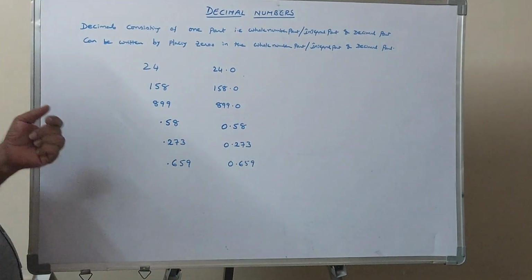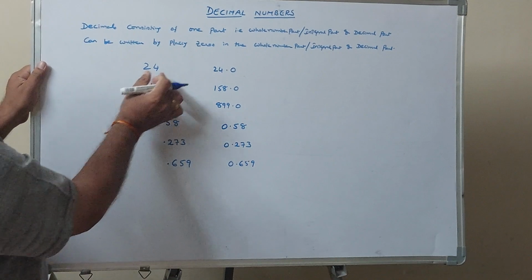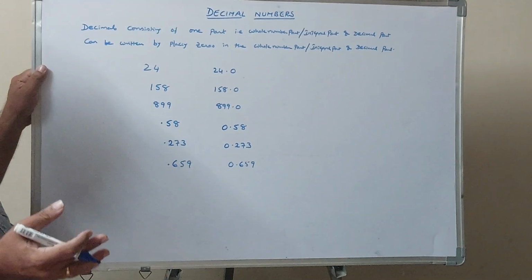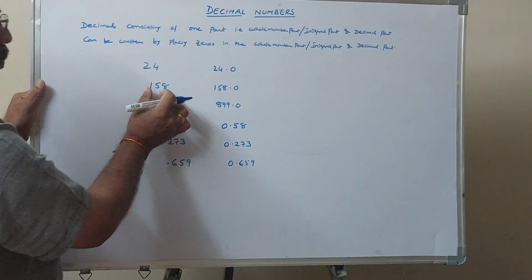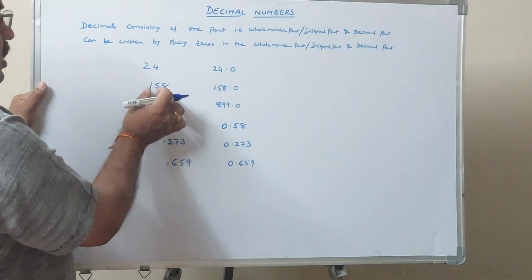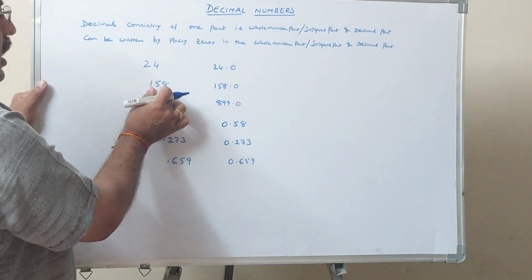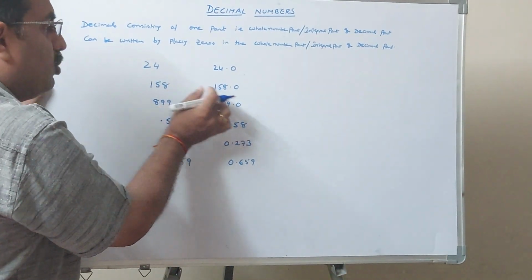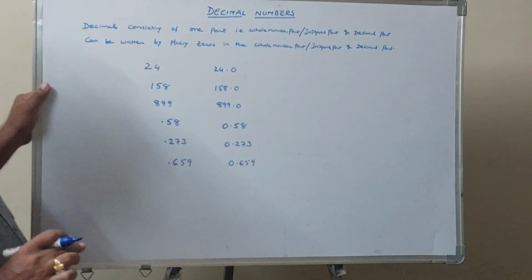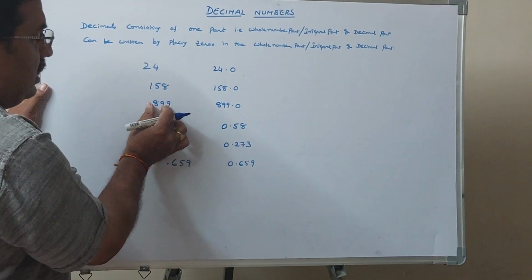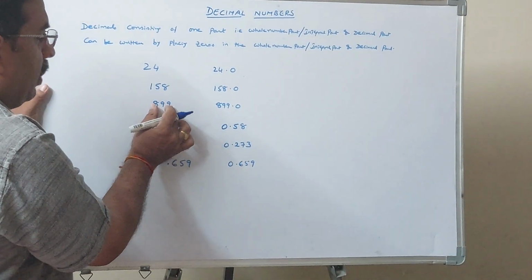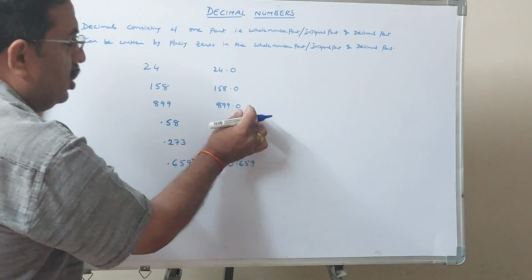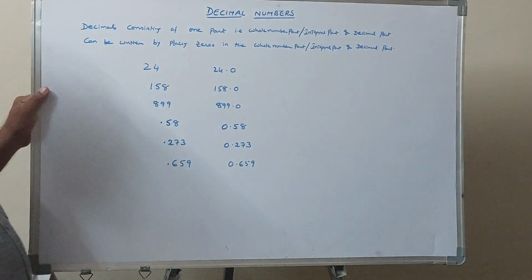So here you see 24, there is no decimal part, but we are putting 0 in the decimal part if you write it in decimal form. 158 is an integer or whole number. How to write it in decimal form? There is no decimal part, so we will put 0 in the decimal part. Here 899 is a whole number or integer. There is no decimal part, but we are putting 0 as a decimal part.